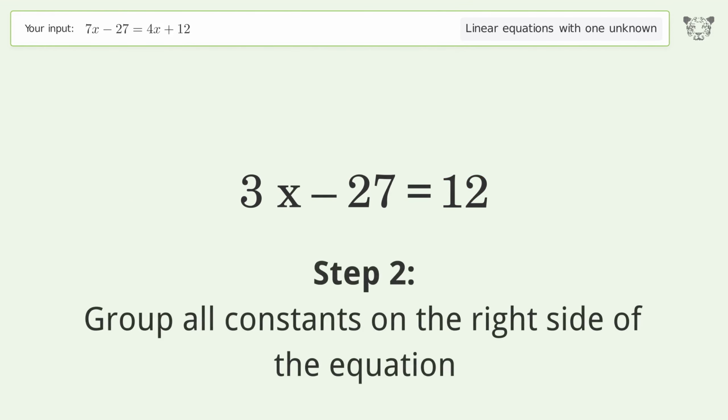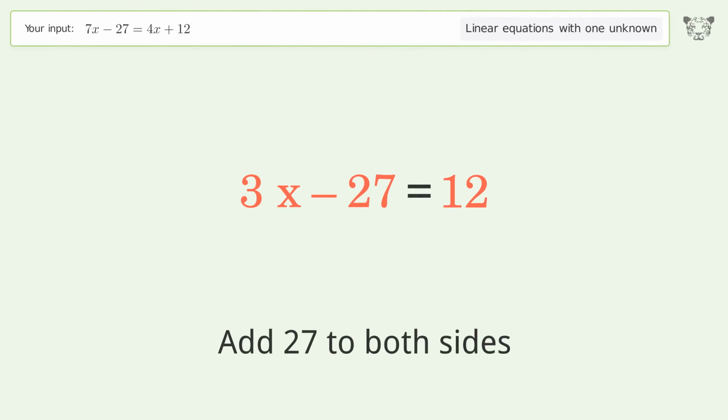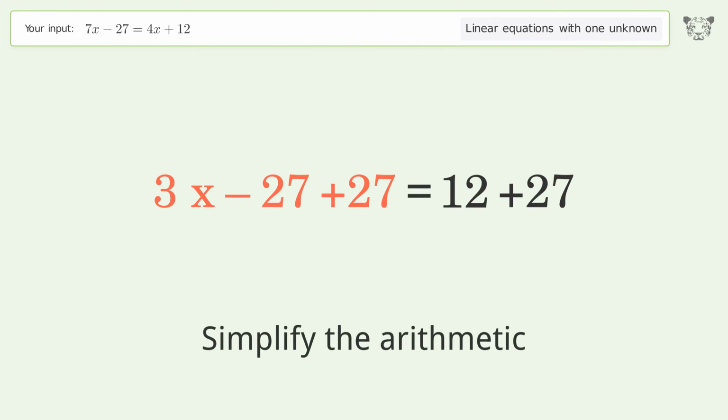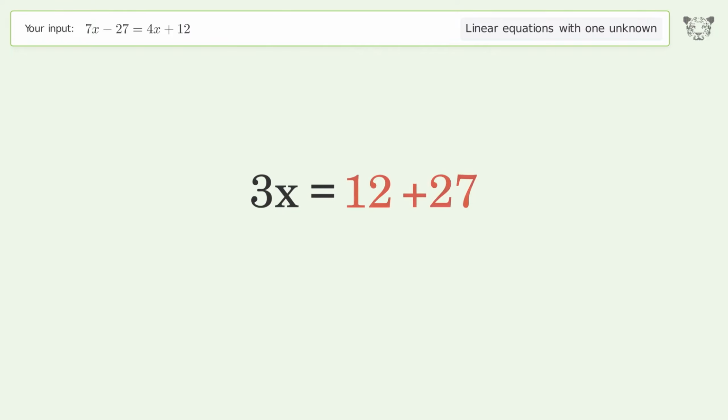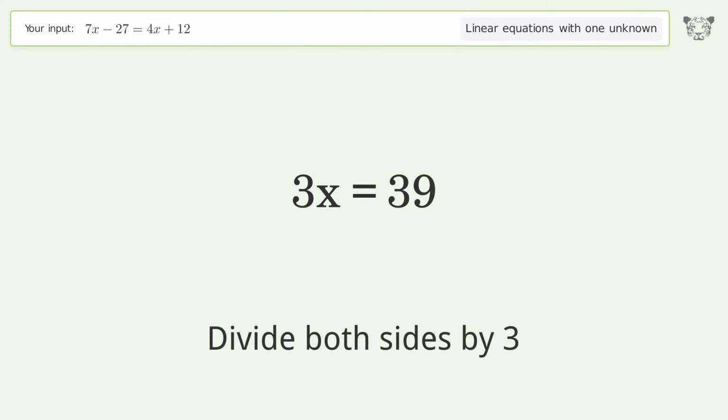Group all constants on the right side of the equation. Add 27 to both sides. Simplify the arithmetic. Isolate the x. Divide both sides by 3.